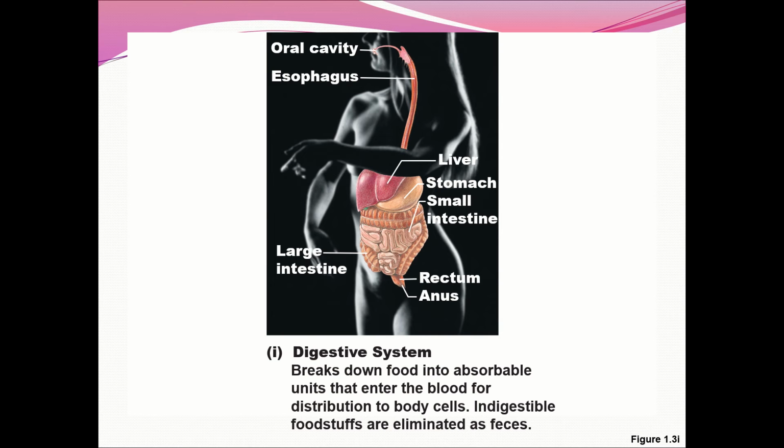The digestive system includes the GI tract, which consists of the oral cavity leading to the esophagus, and then the stomach, small intestine, large intestine, rectum, and anus. The digestive system breaks down food into absorbable units that enter the blood for distribution to the body cells. Indigestible foodstuffs are eliminated as feces.